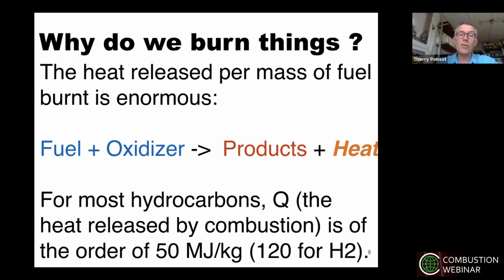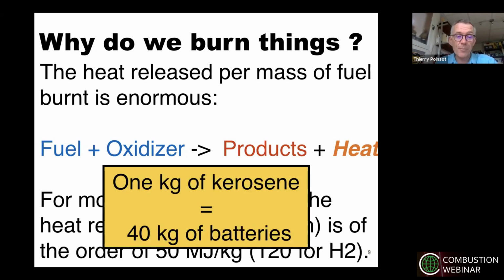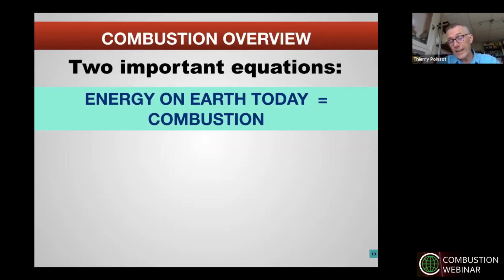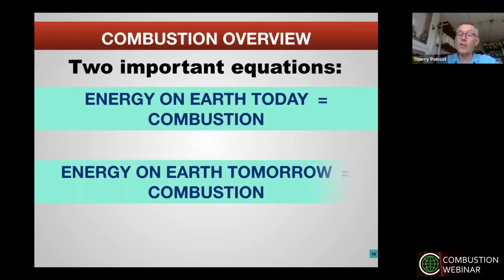Well, we do that because the heat release for every kilogram of fuel that we burn is enormous. For most hydrocarbons, as you know, Q is of the order of 50 megajoules per kilogram. And that's much more, for example, than batteries. You can store much more energy in 1 kilogram of kerosene than you can in 40 kilograms of batteries. So the next equation in this talk is that this is not going to change, okay? The energy on Earth tomorrow will also be combustion.